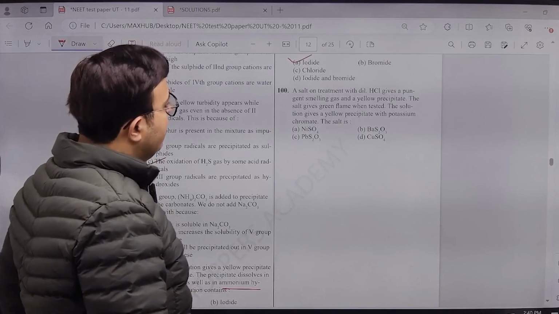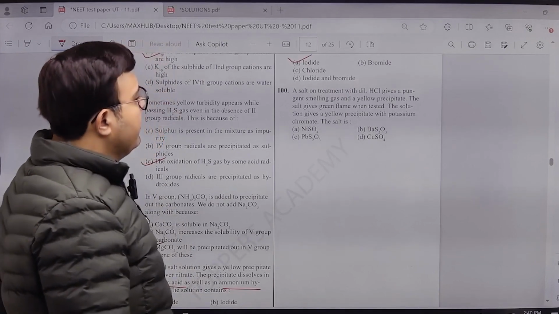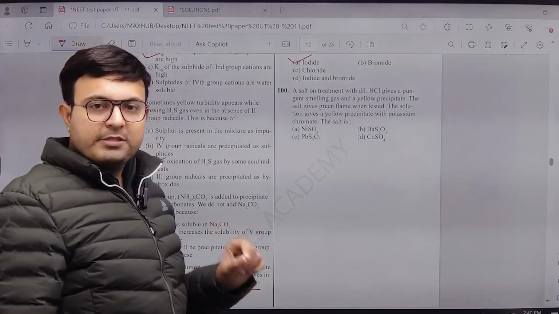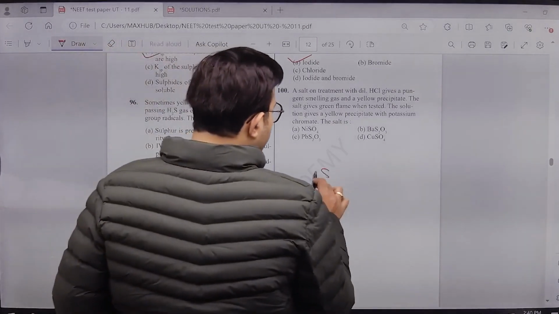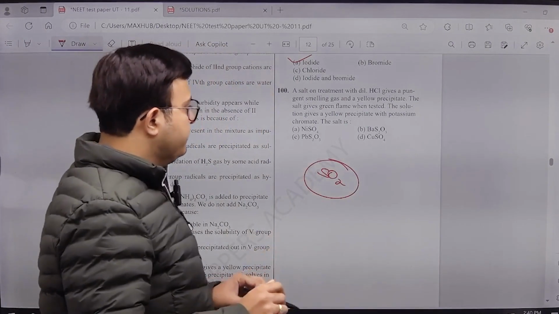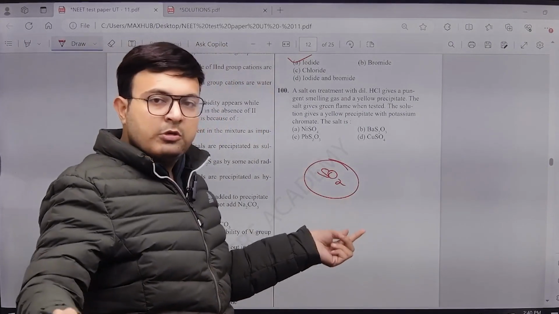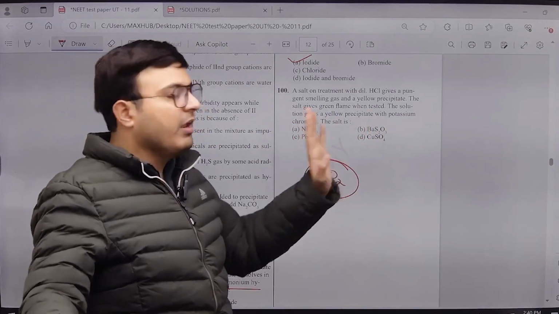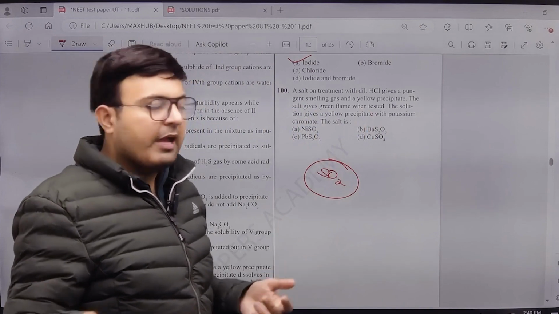Last question. A salt on treatment with dilute HCl gives a pungent smelling gas. Pungent smelling gas is SO2. So SO2 means the ion should be sulfur containing. So all anions are sulfur containing. We have to see which cation is there.